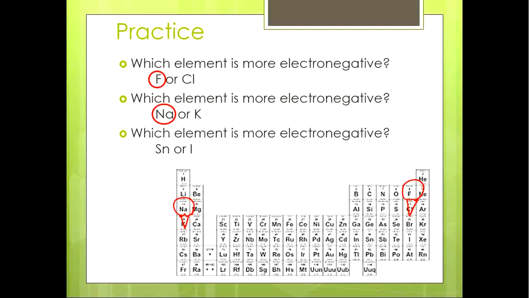And last one, tin or iodine. Tin is here, iodine is there. Let's draw the ice cream cone. Iodine will have the higher value. And that's it for periodic trends.